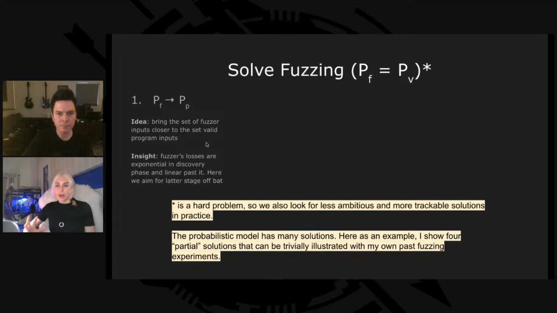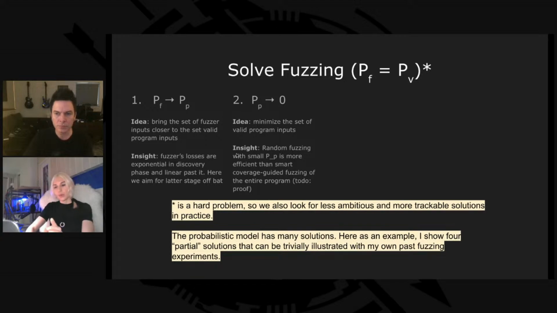But the basic idea I want to keep here is the thinking process, keeping it abstract, because it allows us to find a lot of specific technical solutions. The basic idea is that we want to bring the probability distribution of the fuzzer closer to the probability distribution of the program. This is approach number one. Approach number two, how to make fuzzing better: we can try to minimize the probability distribution of the program. How is it even possible?